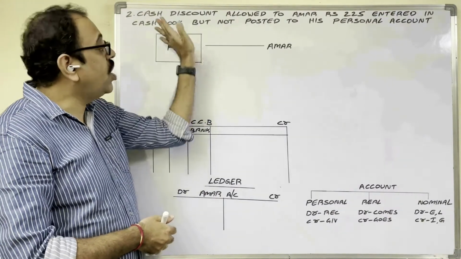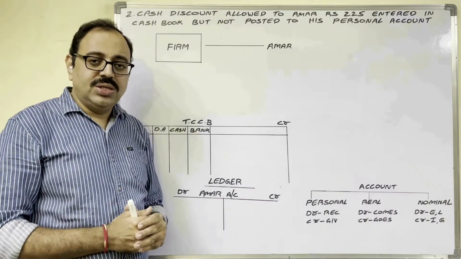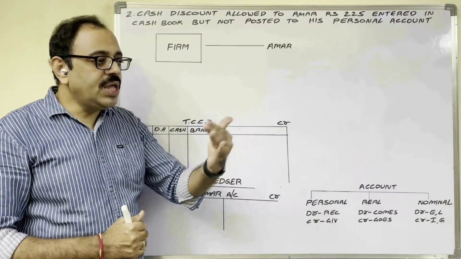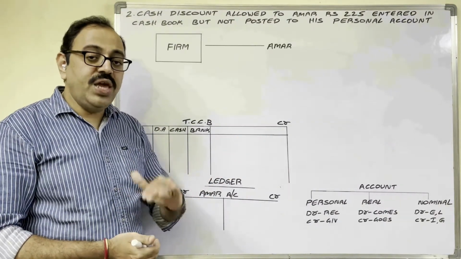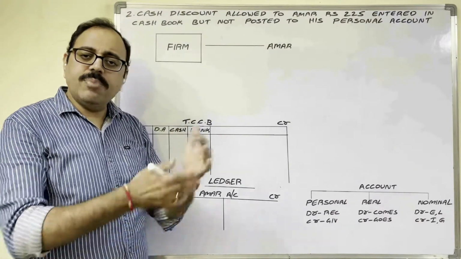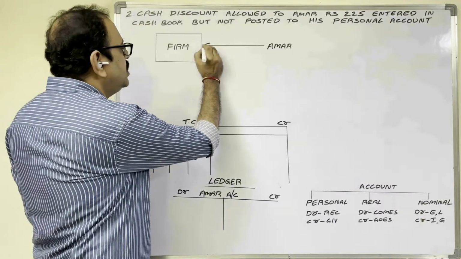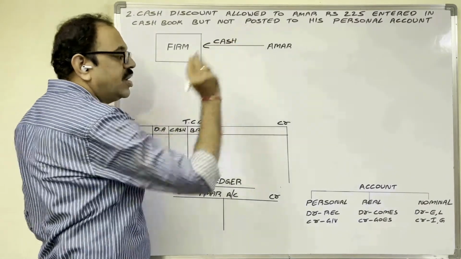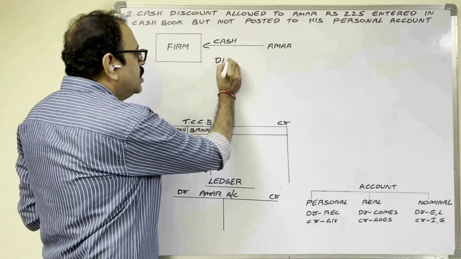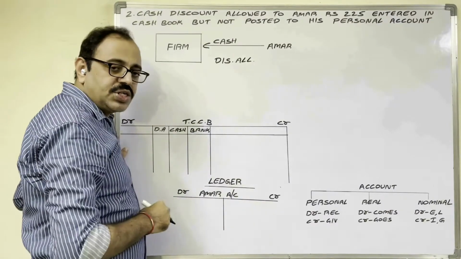How much? It is not given in the question. The firm needs the amount before the due date, so the firm put a proposal in front of Amar: if you pay the money before the due date, we allow 225 rupees discount to you. So Amar paid cash to us. From Amar, cash is coming. The amount is not given in the question. We are allowing discount to Amar. Discount allowed, so this is a discount related transaction now.